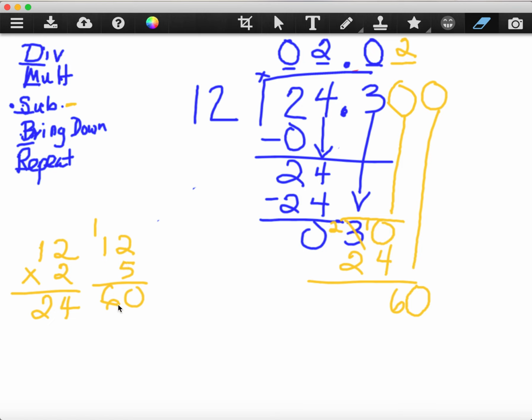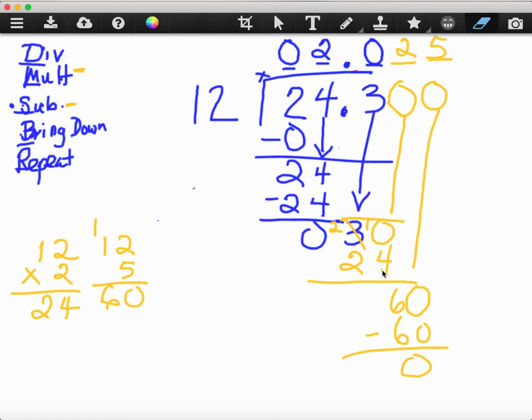So 12 times 5 is 60, so I'm going to come up here, draw my blank, put my 5 up, because now we're at the multiply. 5 times 12 is 60. Subtract, and now I'm at 0, so I don't need to add any more zeros here to drop down. I've got my full answer.